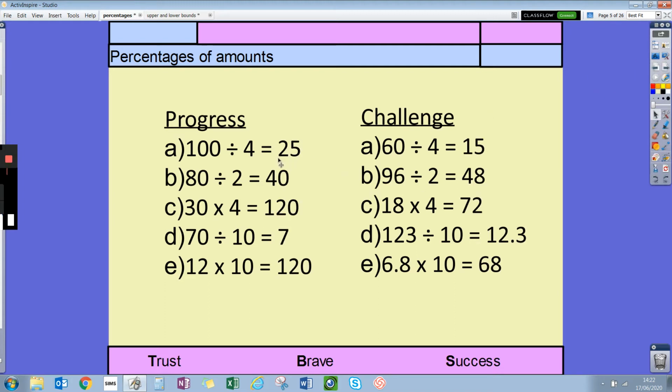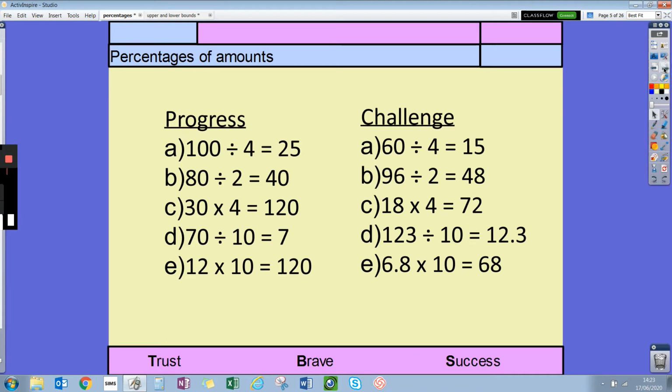Answers. So on the left hand side, A is 25, B is 40, C is 120, D is 70, E is 120. On the right hand side, A is 15, B is 48, C is 72, D is 12.3 and E is 68. Well done if you got all of those right. If you want to go back and have a double check though, that would be great.